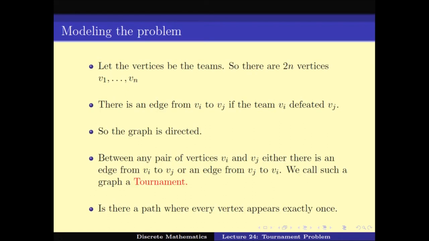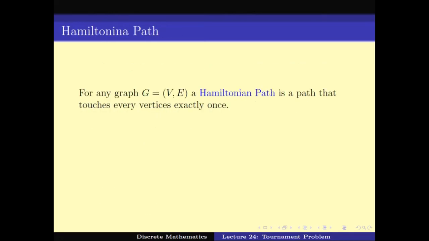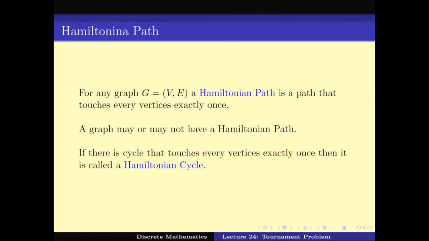Going back to the problem, our formulation seems right, in the sense that what we have been asked to do is find a path where every vertex appears exactly once. Such a path is called a Hamiltonian path. A graph in general may or may not have a Hamiltonian path. And if there is a cycle of that form which touches every vertex exactly once, we call it a Hamiltonian cycle. A graph may or may not have a Hamiltonian cycle also.